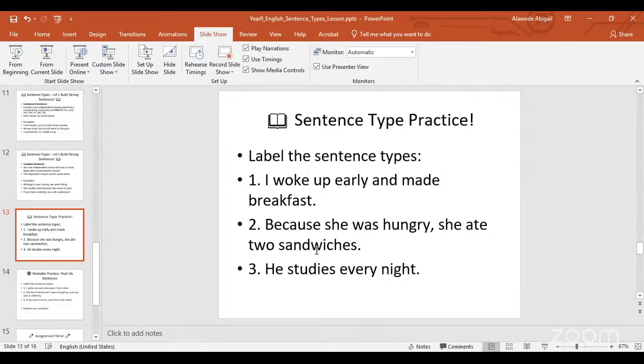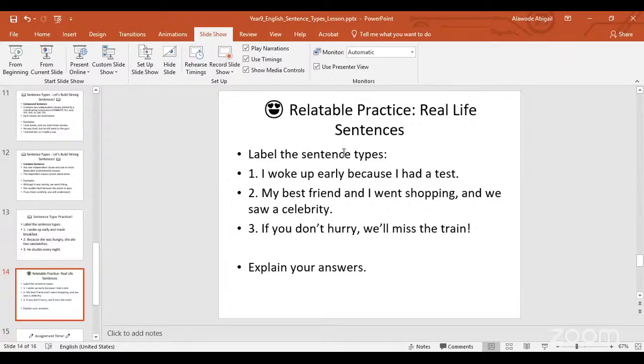All right, the last one. It's a simple sentence. That one is straightforward. It's a very simple sentence. Okay. Let's see some real life examples.